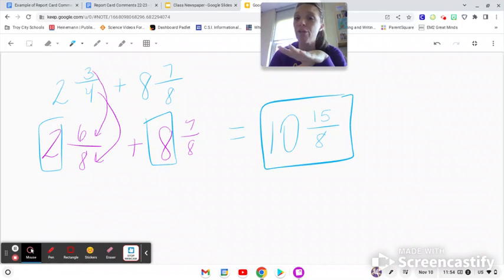That's okay with me. I know some parents have asked if I want them to start simplifying fractions or renaming improper fractions as mixed numbers. I'm not going to push them to do that quite yet because I want them to have this foundational understanding first, okay? So I know that 15/8 is an improper fraction, but for now, we're just going to keep it like that. That's okay with me for now, okay?